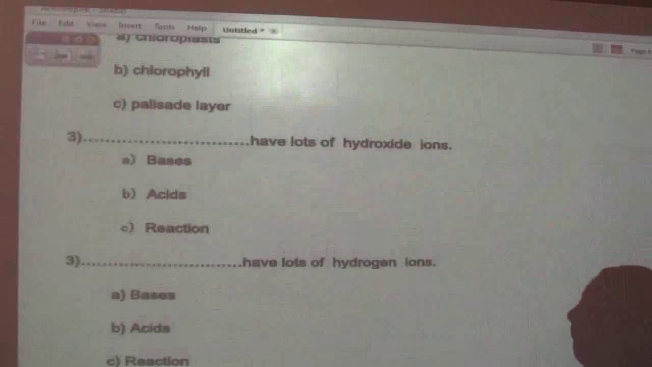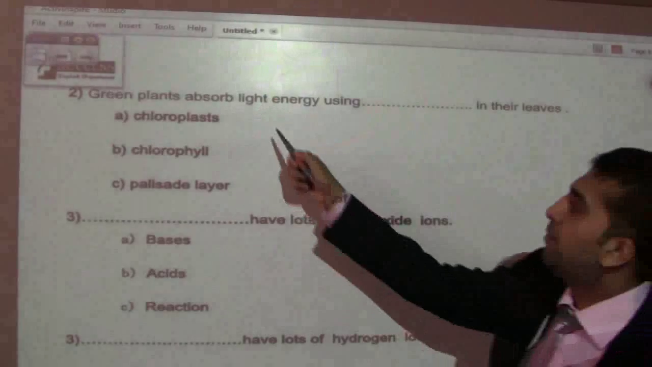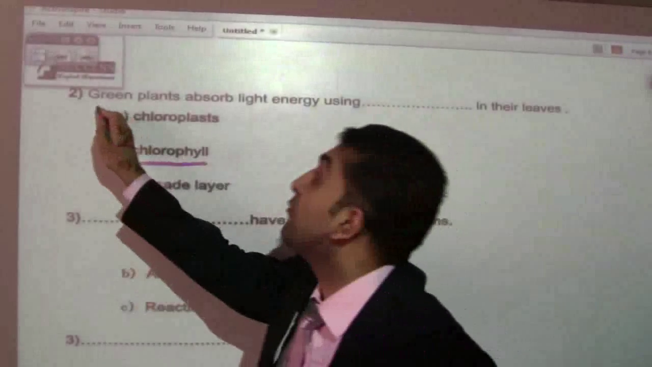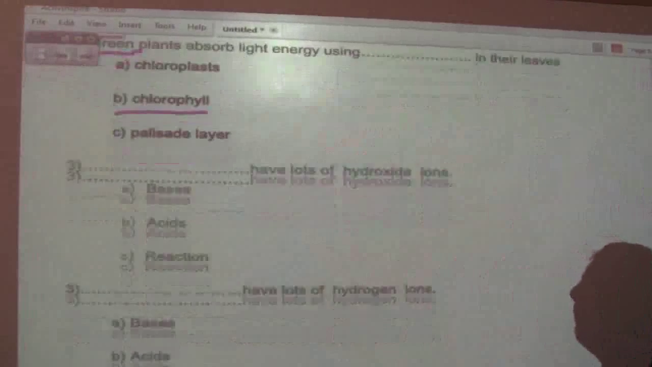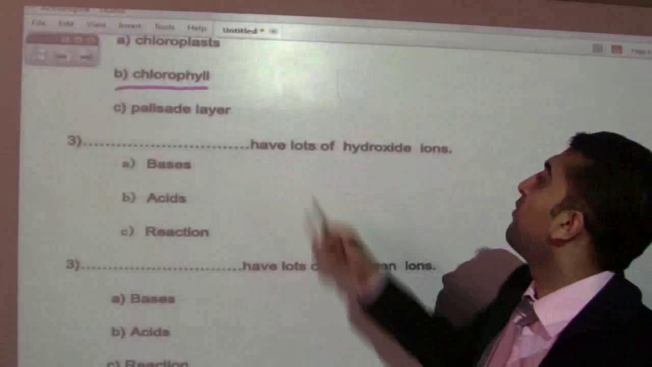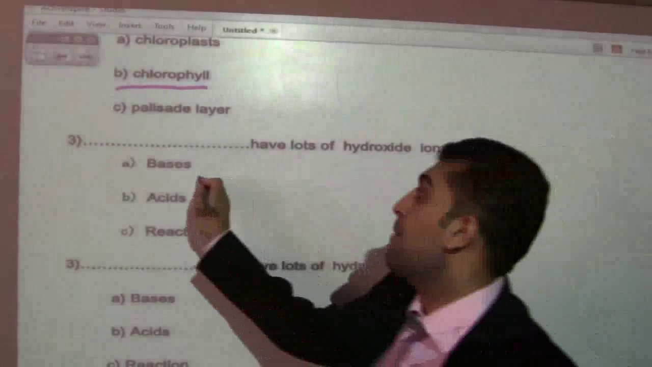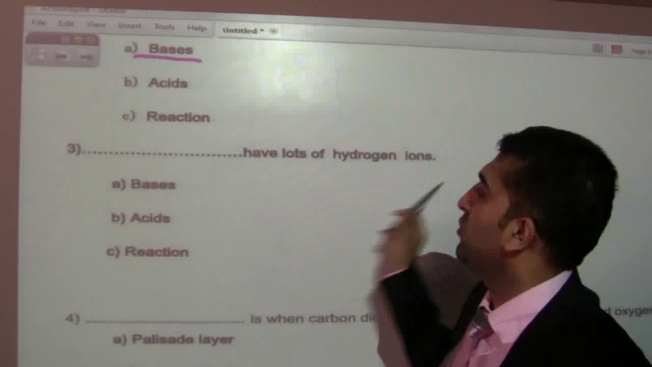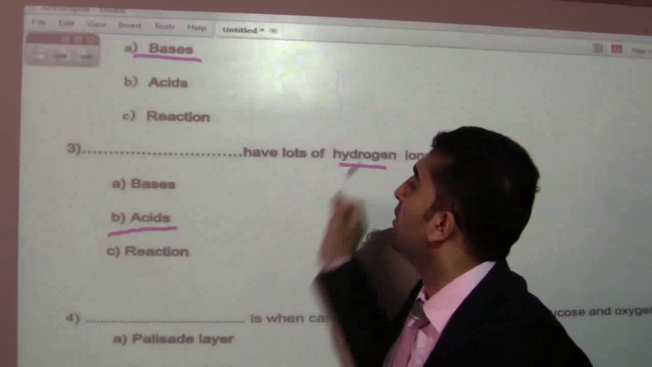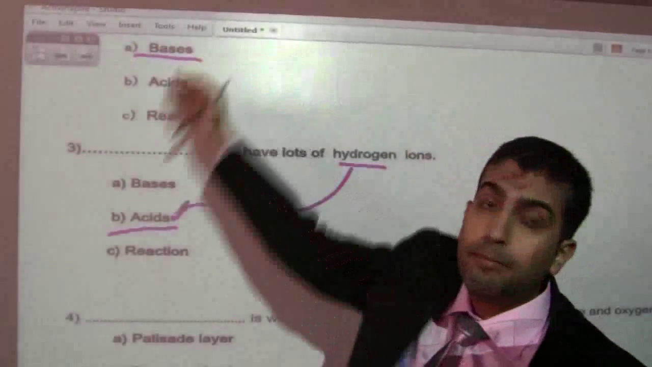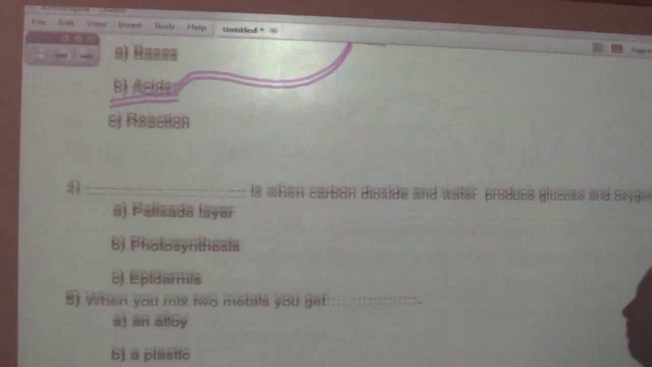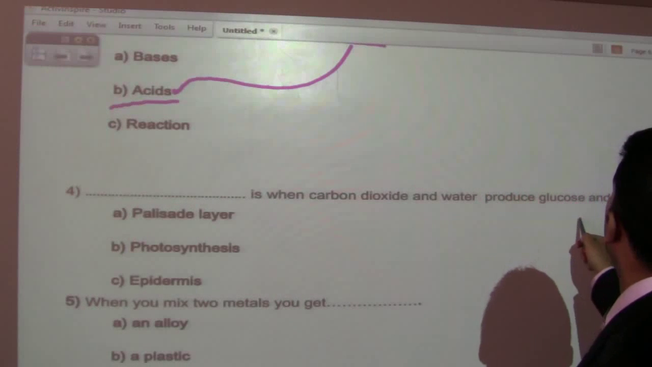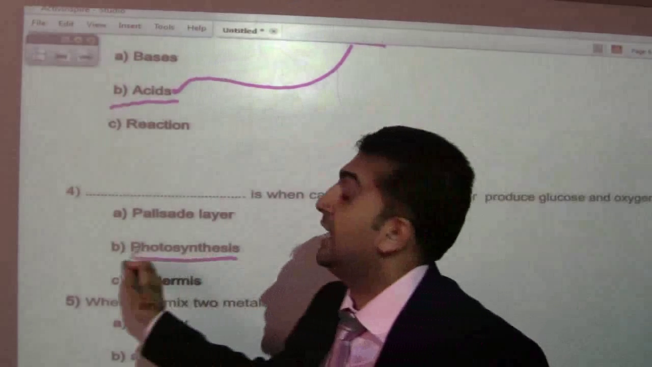After that, green plants absorb light energy using chlorophyll in their leaves. Chlorophyll, because green, okay? Number 3, bases have lots of hydroxide ions. Number 3, acids have lots of hydrogen ions, because hydrogen goes with acid, hydroxide with bases. Number 4, photosynthesis is when carbon dioxide and water produce glucose and oxygen. It's photosynthesis, okay?